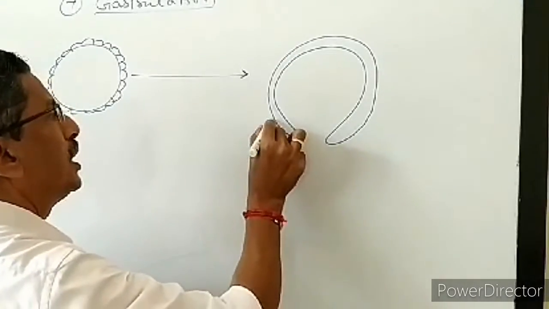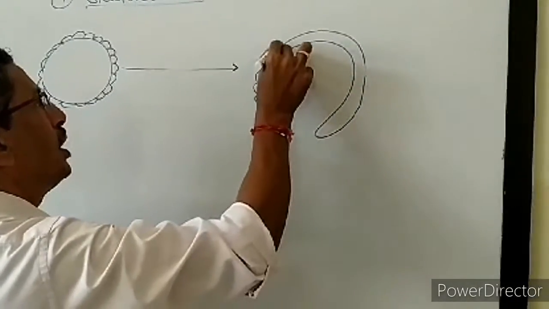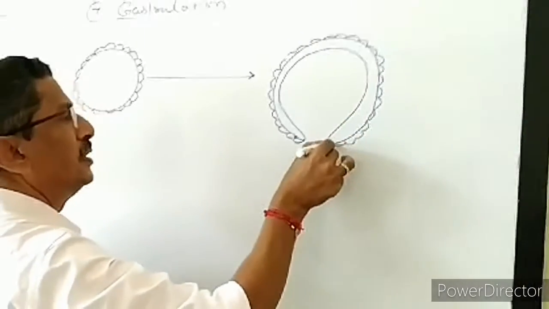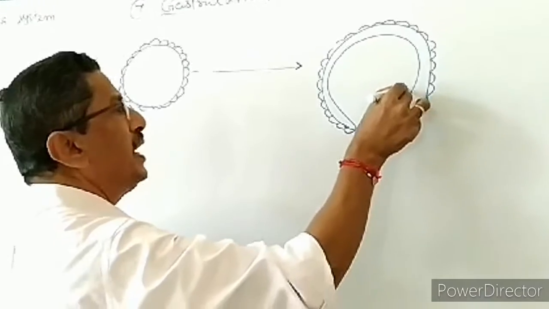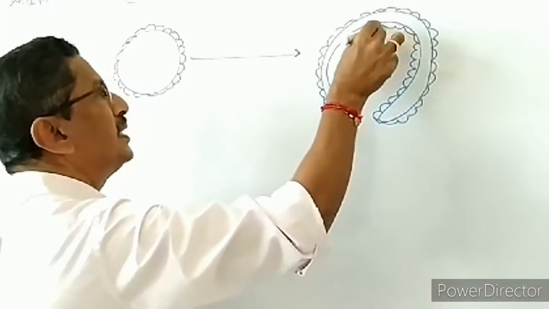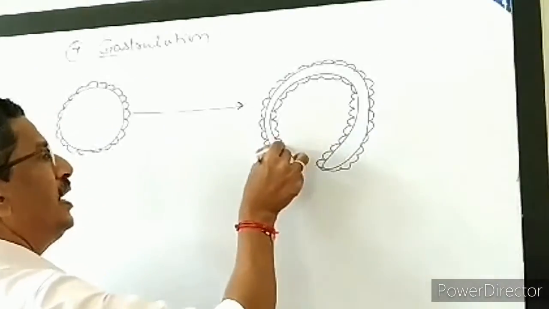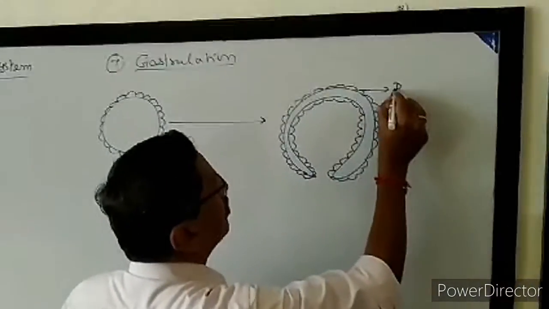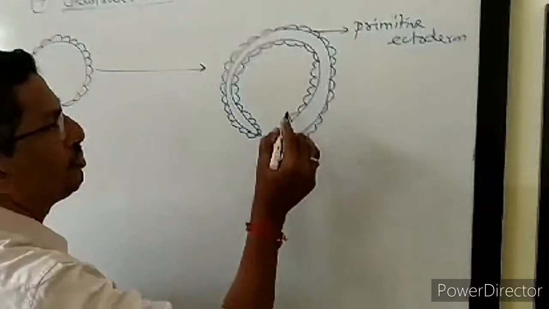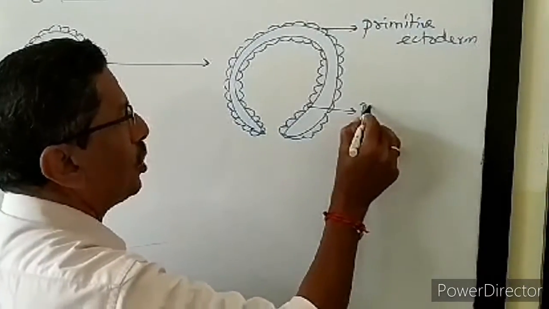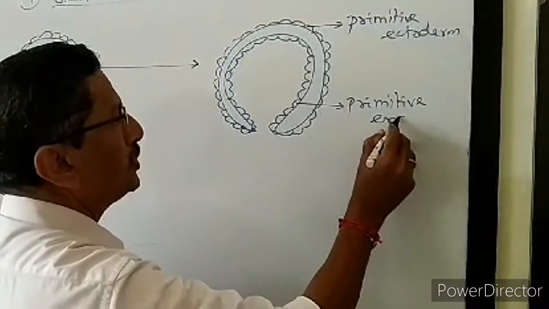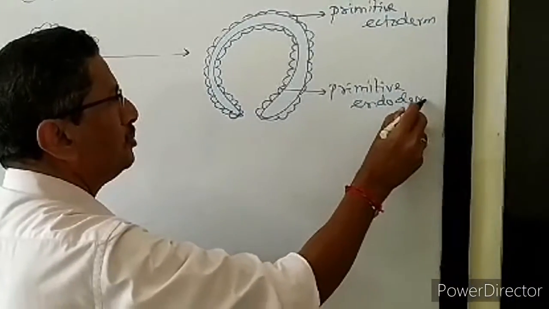Here this is the outer layer. As such in the blastula what is present here. It is the outer layer of cells. Then one layer of cells will be there inner. It is kept folded inside. Now this is the inner layer. Now the outer layer is called primitive ectoderm. The inner layer is called primitive endoderm. Endo means inside. Endoderm.